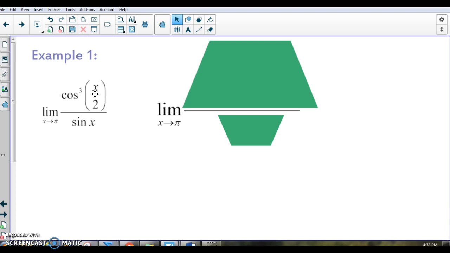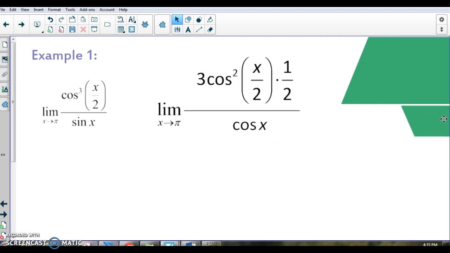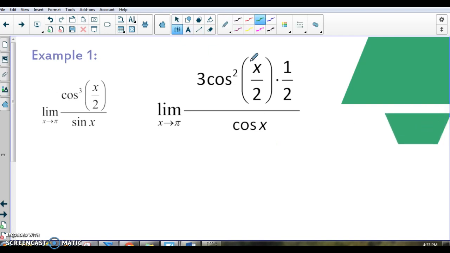So you're going to take the derivative of the numerator and the derivative of the denominator. So the derivative of the numerator using chain rule becomes 3 cosine squared of x over 2 times a half. And the denominator is equal to cosine of x. So we're still substituting the same value in, so cosine of pi is equal to -1. So already I don't have 0 in the denominator, so that's good news. And then here, when I substitute pi in, cosine of pi over 2, we know the whole thing equals 0. So I have 0 over -1, which gives me a limit of 0 for this problem.